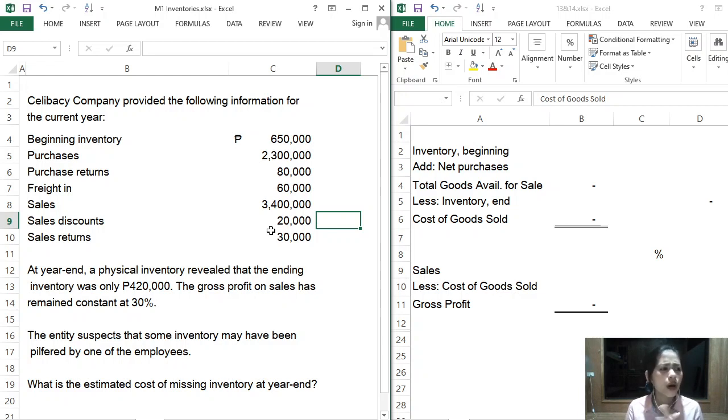Okay? And there might be some other instances where there are losses. For example, theft of merchandise, or our merchandise got stolen. It could be by our employees, the people inside the company, or maybe by outsiders. Things like that. So it would be hard for us to determine how much was lost in those casualties. That's why we make estimates. And again, we use the gross profit method, or it could be the retail inventory method.